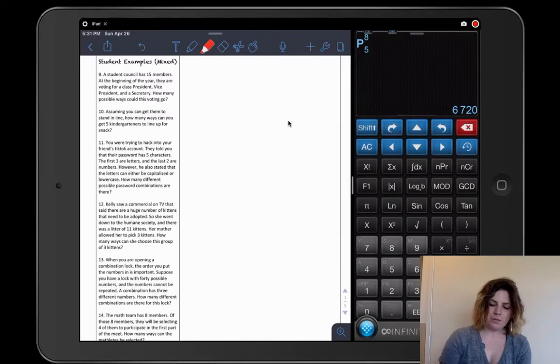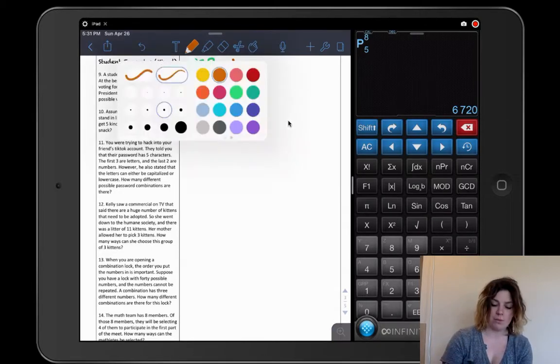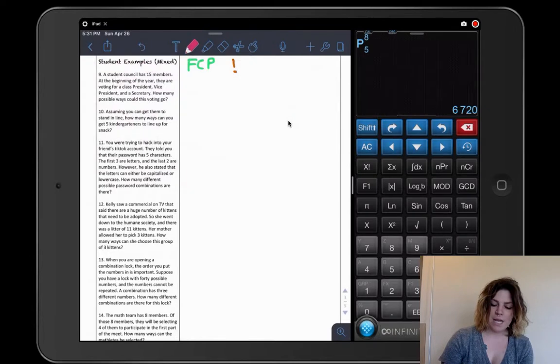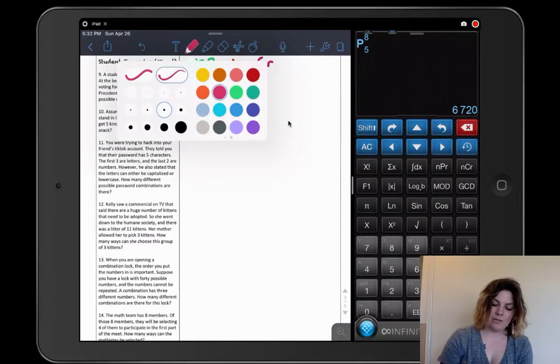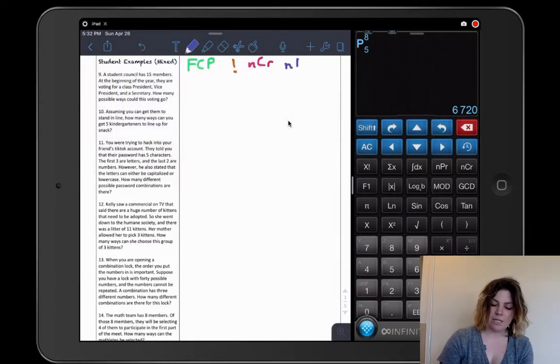So you're either going to write FCP, hopefully not in highlighter. FCP, Fundamental Counting Principle, is the first one that we learned about, with categories. Or you are going to write factorial, right? That's the idea that you have a group of things and you're lining them all up. Or you're going to say combination, so nCr. nCr is you're taking a smaller group from a larger group, but it doesn't matter what order you're taking it in. And then finally, you're going to say whether it is nPr.